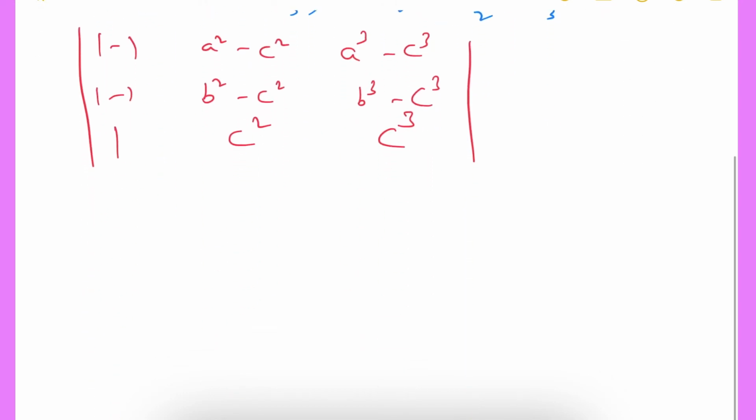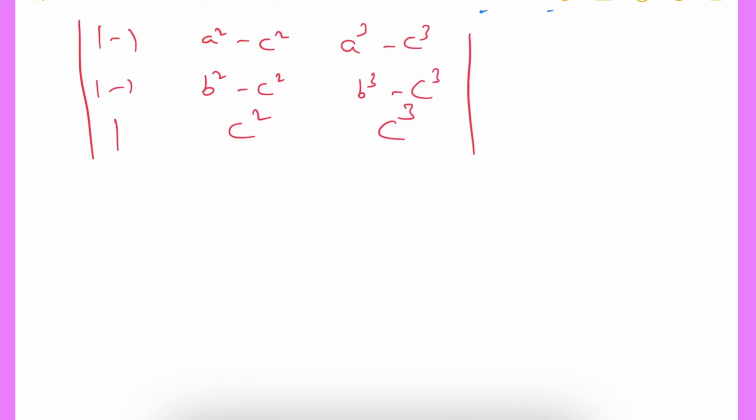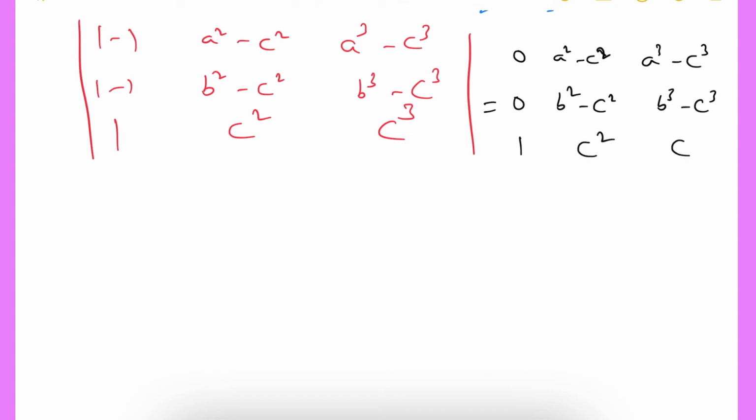Now if we simplify this, 1 minus 1, it will become 0. Then comes a square minus c square. Then comes a cube minus c cube. Next 1 minus 1, 0. B square minus c square. Then comes b cube minus c cube. The last row will be as it is, 1, c square, c cube.